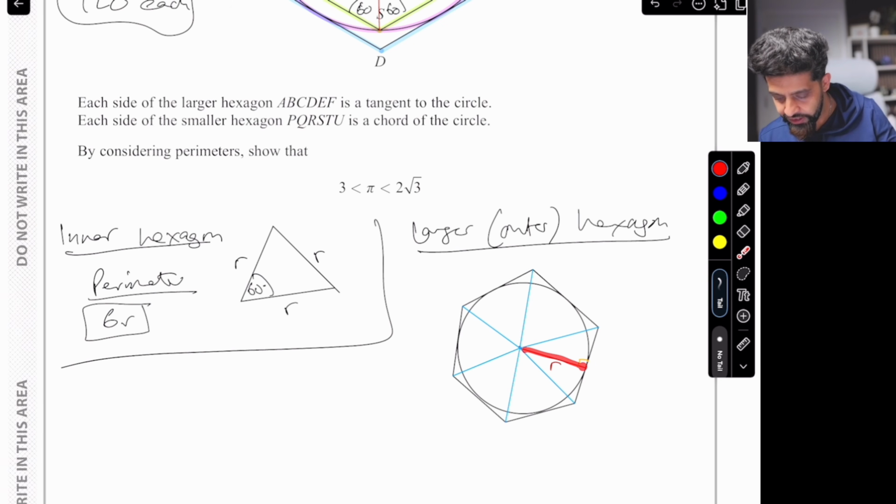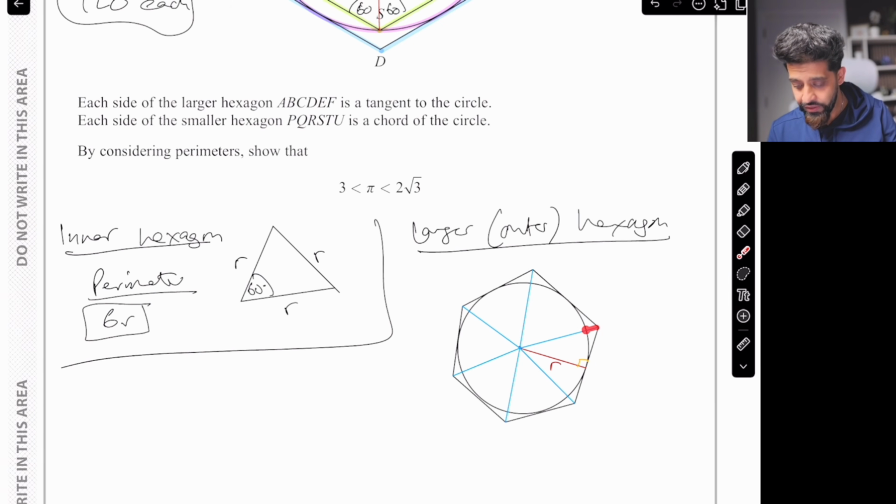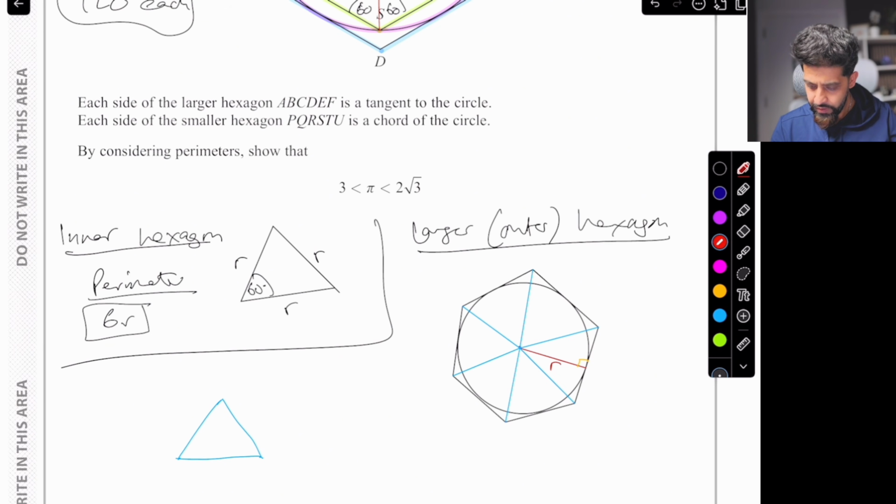So that middle section here is R. I don't know what this is at all. This is not the radius. The blue line is not a radius because it goes outside of the circle. That is what I need to be looking at. If I look at one of these triangles, let me just draw it out like this. I know that this is a right angle and this is R.